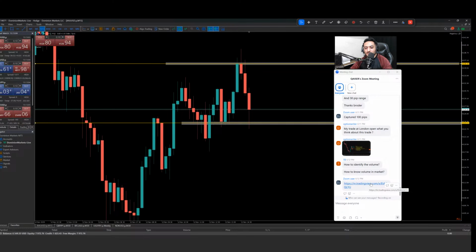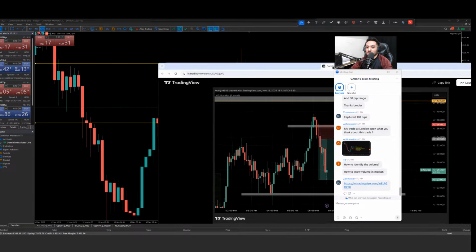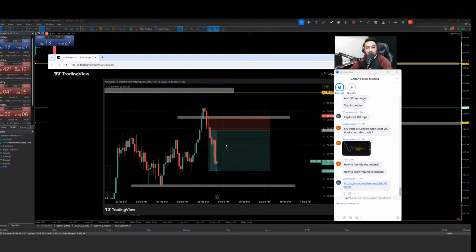So Mr. Zoom, how to identify the volume? By reading the size of the candle. If the candle size is getting bigger, you are going to get your volume. What is this? What is this? What time frame are you using?